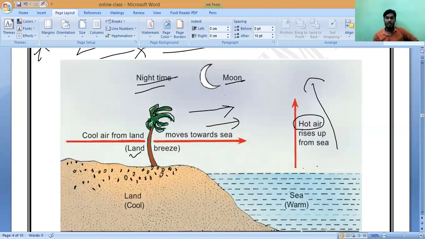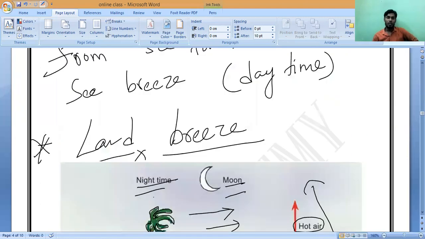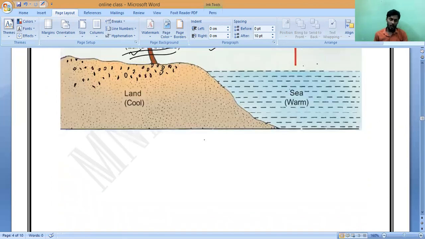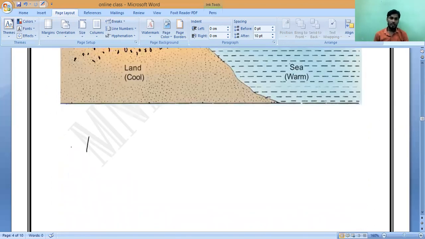So this one is during night time, the moon is also there. You can take this picture. I will send the PDF. During night time, the cool air blows from land to the sea. That is what we call land breeze. You can write: the breeze blowing from land towards the sea.